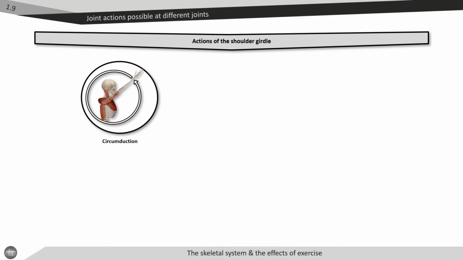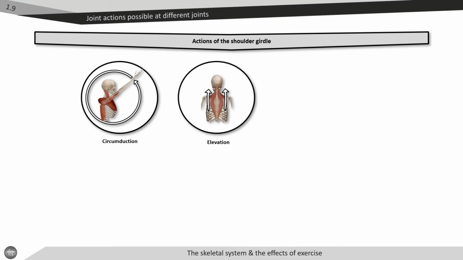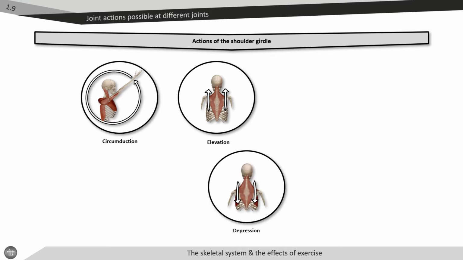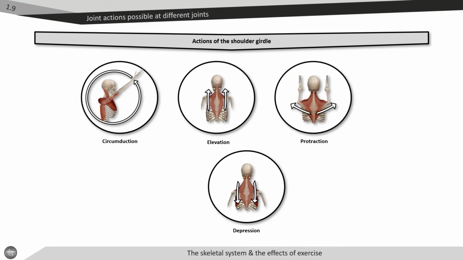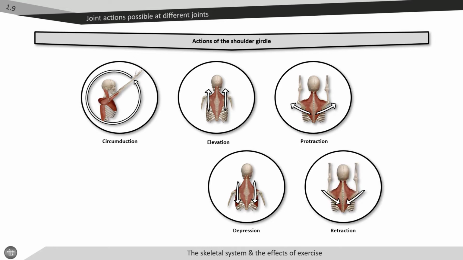The shoulder girdle is a different joint to the shoulder joint, and it is a gliding or a plane joint, and it has 4 possible joint actions, including elevation, which is the upward movement of the shoulder girdle towards the sky, depression, which is the downward movement of the shoulder girdle towards the ground, protraction, which is the forward movement of the shoulder girdle, and retraction, which is the backward movement of the shoulder girdle.